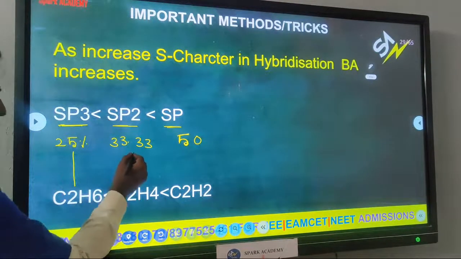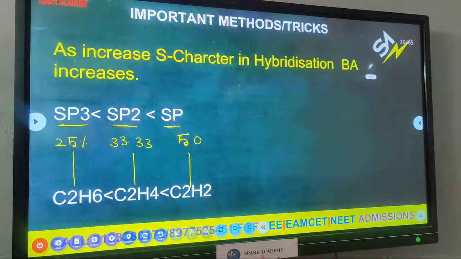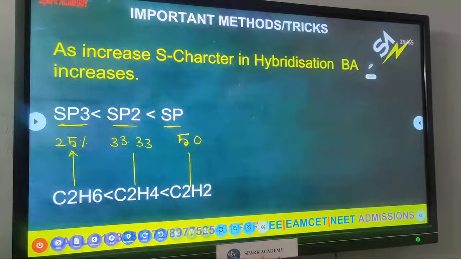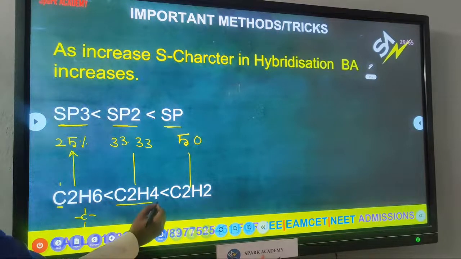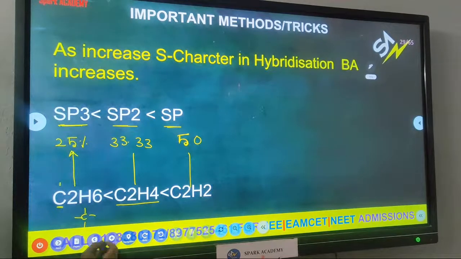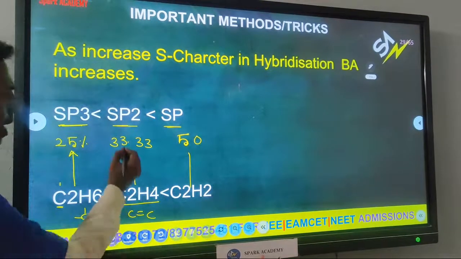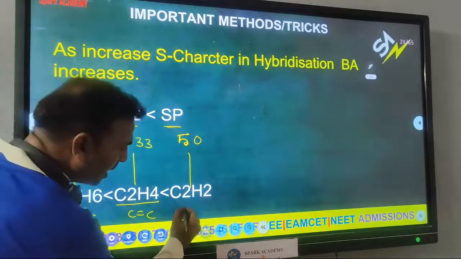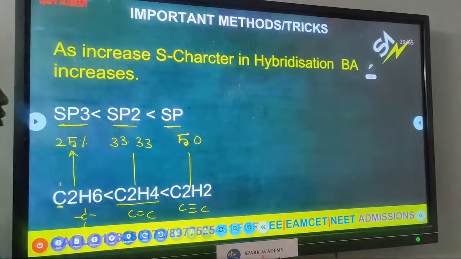Again we took examples from hydrocarbons. C2H6 is the example for sp3 hybridization, because carbon has all single bonds here. What about sp2? The example is C2H4, which has a carbon-carbon double bond, so the hybridization is sp2. In the case of sp, the example is C2H2. How many carbon-carbon bonds? 3 bonds. So it is the example for sp hybridization, and the s character is 50.